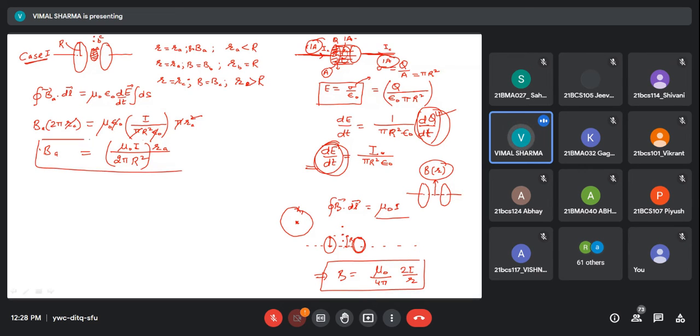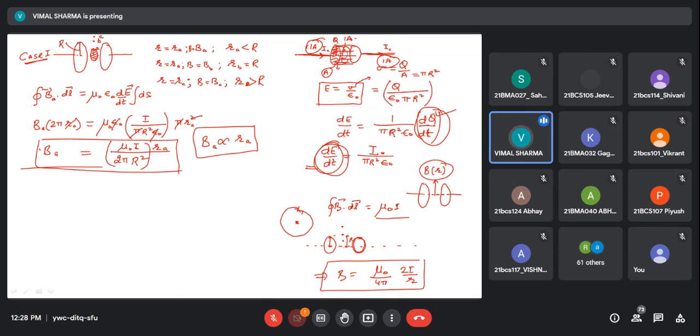So this means that the magnetic field at a point, or for all points whose distance is less than the radius of the capacitor plates, is directly proportional to r_a. This is for all points whose distance is less than R, capital R.